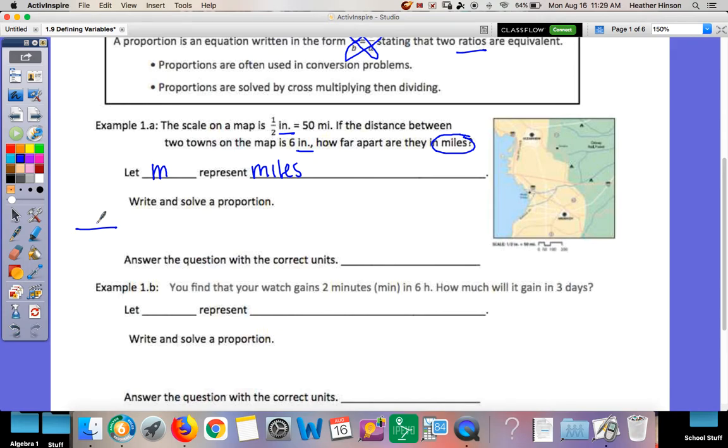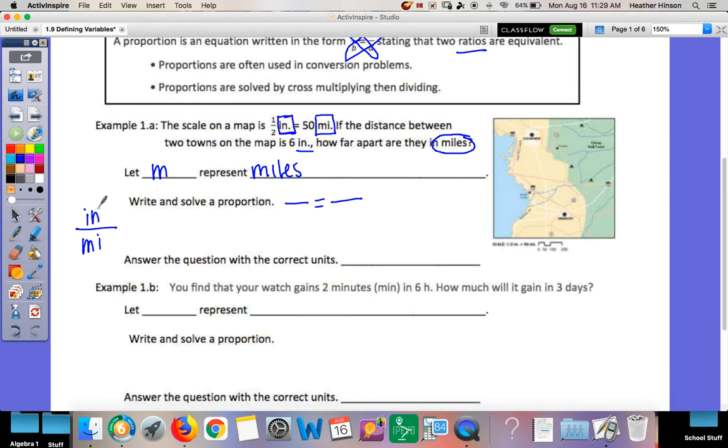And it doesn't matter which one you put on top. We have two things here: inches and miles. I always just go in the order of the problem, so I'll put inches on top and miles on the bottom. But if you put miles on top, it works the same way. So you're going to have a proportion, a fraction on each side of your proportion.